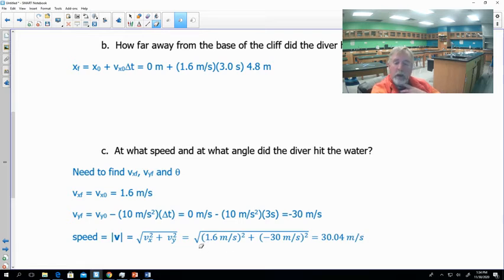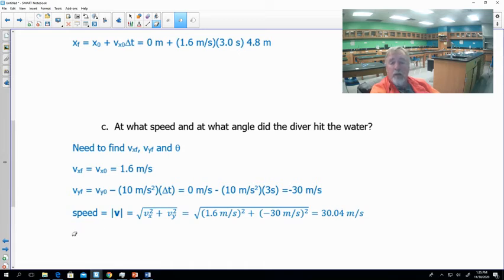That 1.6 meters per second really did not change the overall velocity very much. It's barely over 30. And we know that our y component was 30 as well. If your x is very small compared to your y, your answer can be very close to your y. Okay.